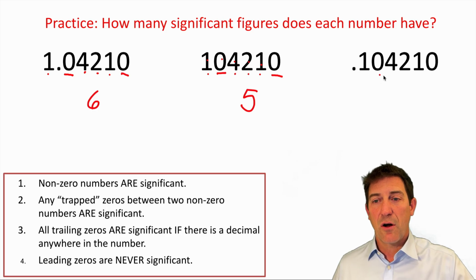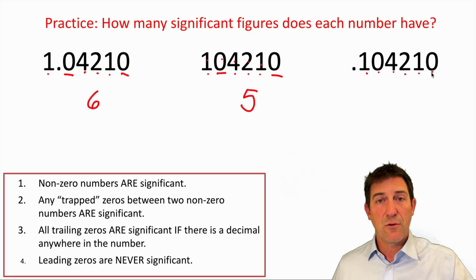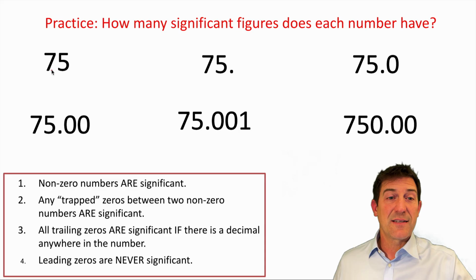This one, look, all the same things, but the decimal's in a different spot. So we have 1, 2, 3, 4. This is a trapped 0, significant, so that's 5. This is a trailing 0, which are significant if there's a decimal somewhere in the number, which there is. So we have 6 significant figures over here. We're good? More practice then.